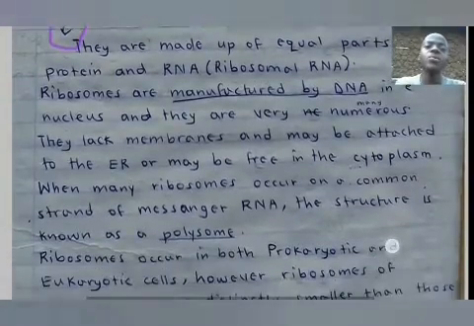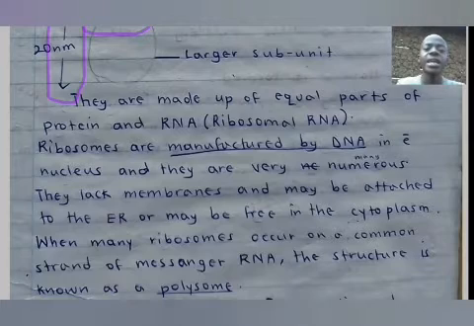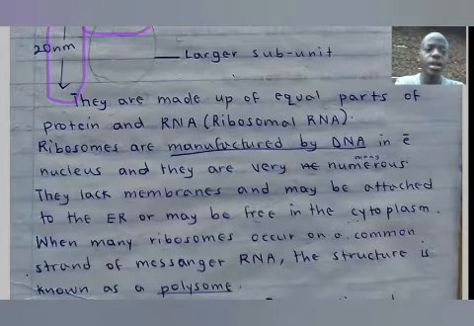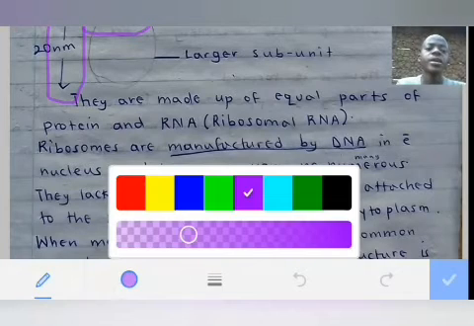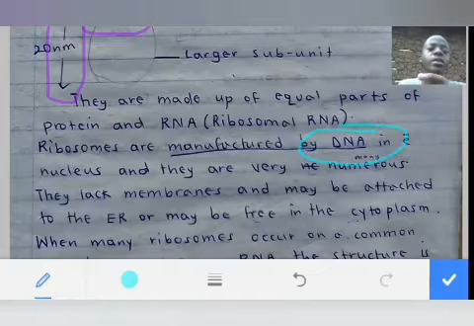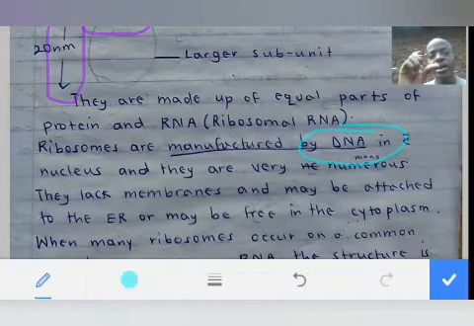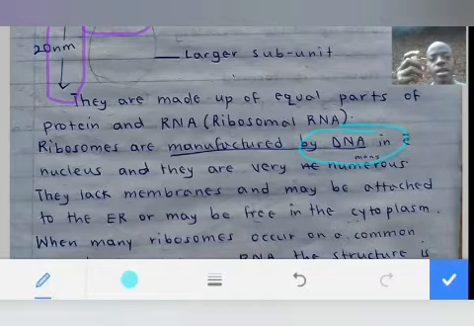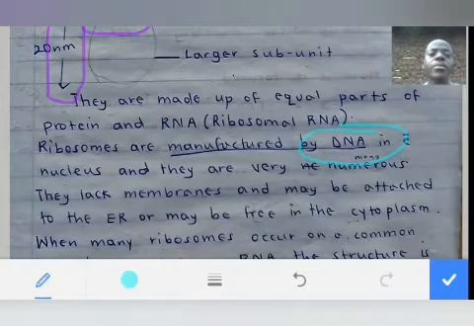Also, ribosomes are manufactured by what? They are manufactured by DNA in the nucleus, and they are very numerous. So now, they are manufactured by DNA. DNA in full stands for deoxyribonucleic acid. Deoxyribonucleic acid.